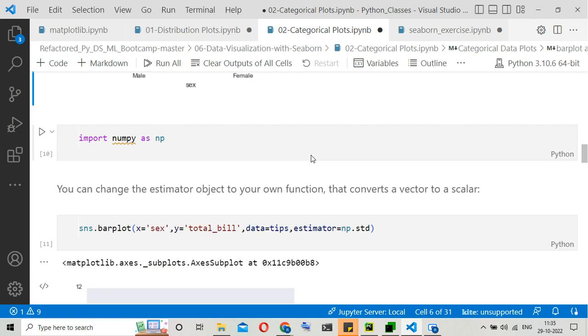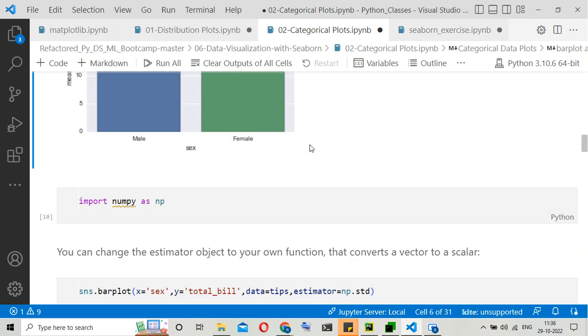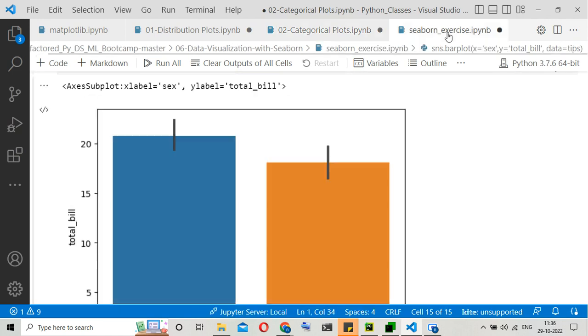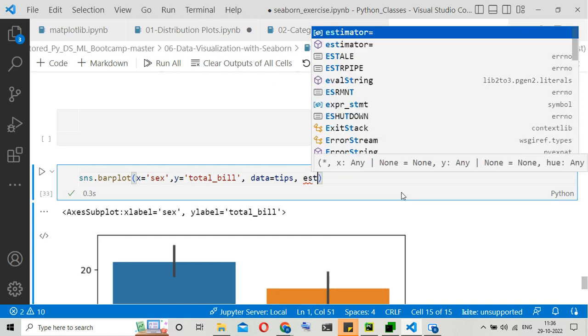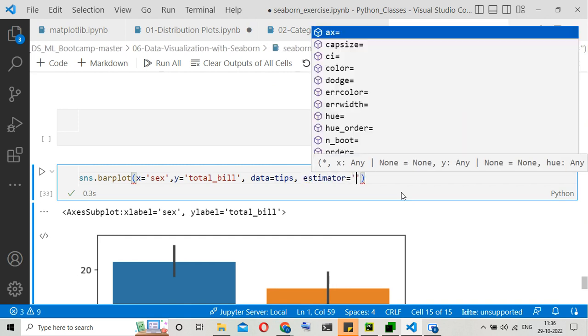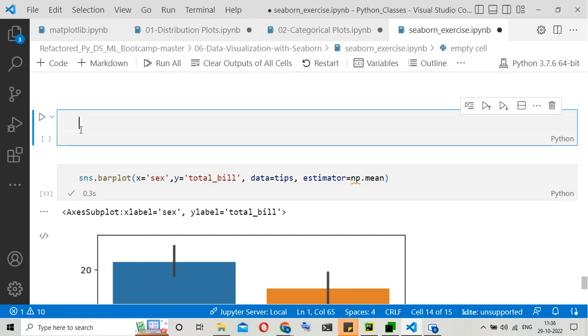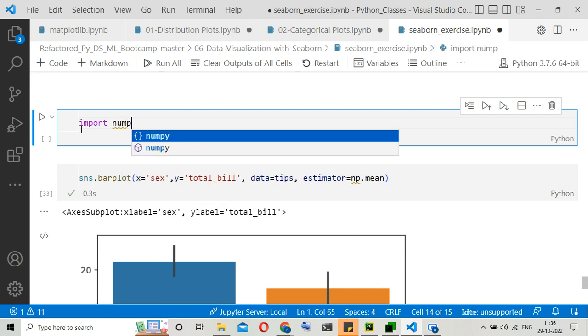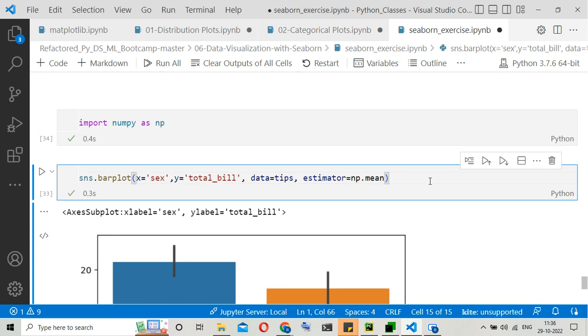Similarly, I think you can change the estimator object and convert the vector to a scalar. Okay, I don't know what they are doing. Estimator actually. Okay, let's pass this one more argument, estimator. Okay, np dot mean, and import numpy as np.